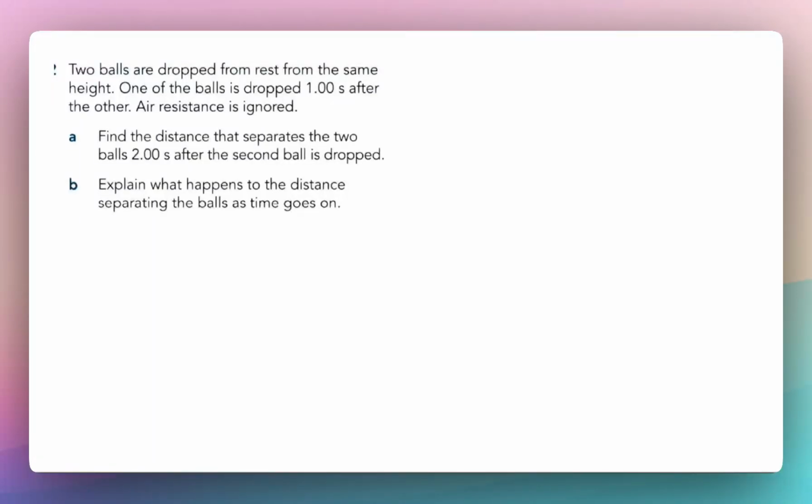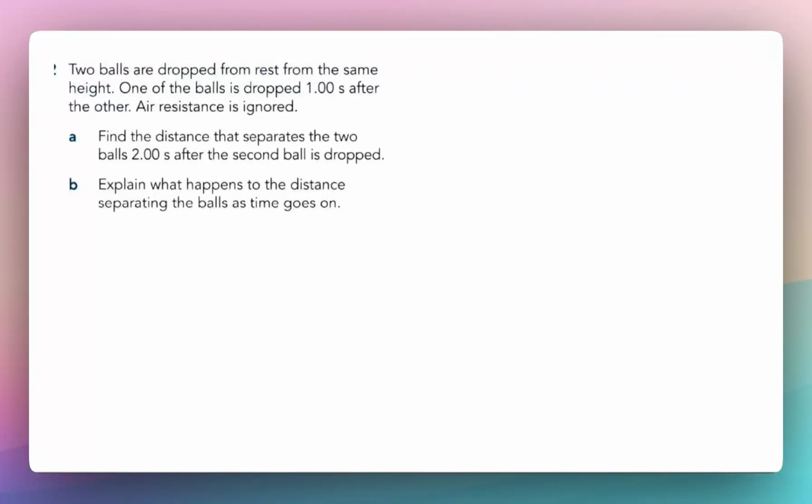So here is a problem with motion under gravity, or motion under free fall. We have more than one object, and we have to compare the motion of the two. So let's begin. It says the two balls are dropped from rest from the same height.